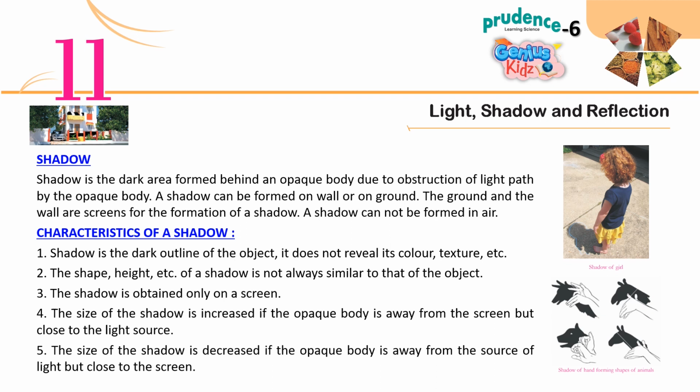Characteristics of a shadow. 1. Shadow is the dark outline of the object. It does not reveal its color, texture, etc. 2. The shape, height, etc. of a shadow is not always similar to that of the object. 3. The shadow is obtained only on a screen. 4. The size of the shadow is increased if the opaque body is away from the screen but close to the light source. 5. The size of the shadow is decreased if the opaque body is away from the source of light but close to the screen.